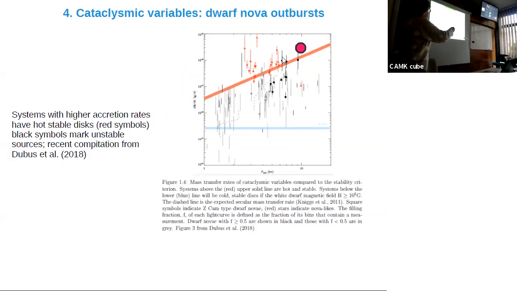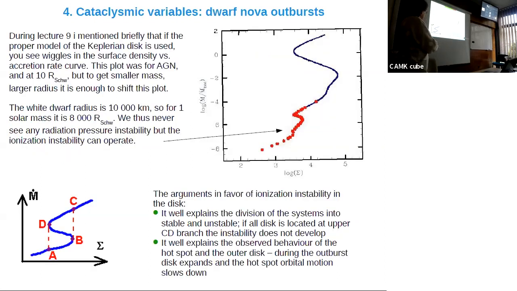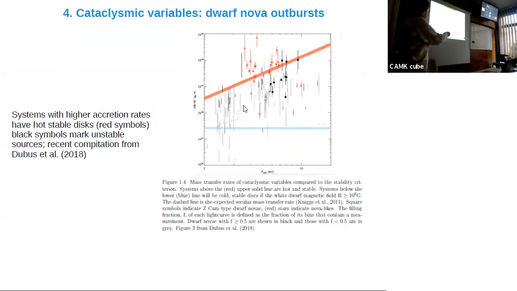Anyway, this is the theoretical criterion which corresponds to the requirement that the whole disk is always on the upper branch, the whole disk, even in the outer part. So then there is no instability. And you see this criterion is working very well. Those black points are systems which show dwarf novae outbursts, and red systems never show dwarf novae outbursts. So this is an additional argument that this instability is indeed working.